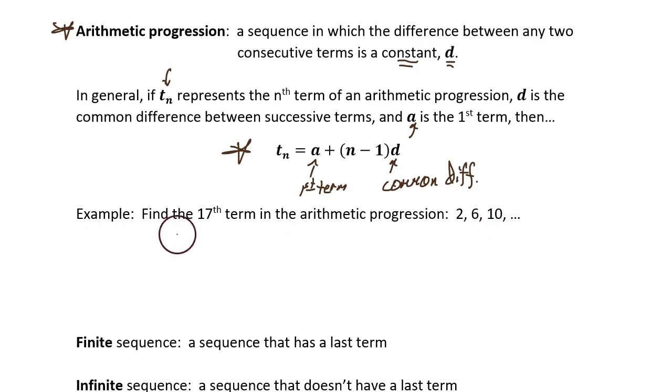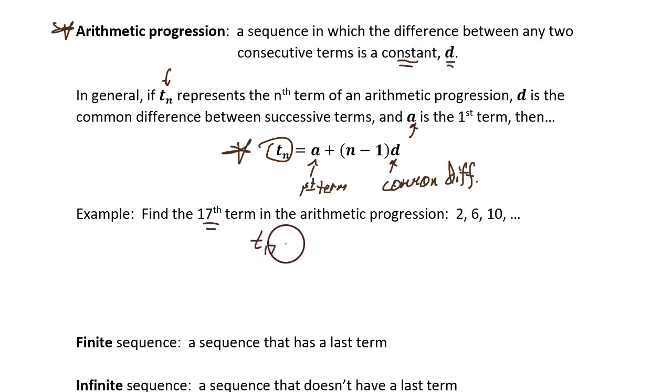Here's an example. Find the 17th term in the arithmetic progression 2, 6, 10, ... We want to find the 17th term by using this formula that finds us a term, instead of taking the time to actually continue this out 17 times.